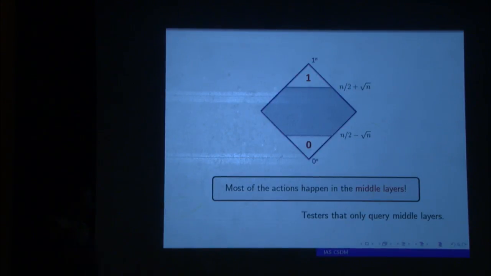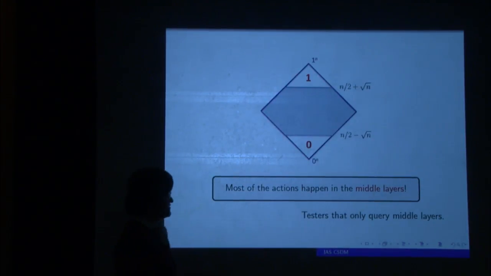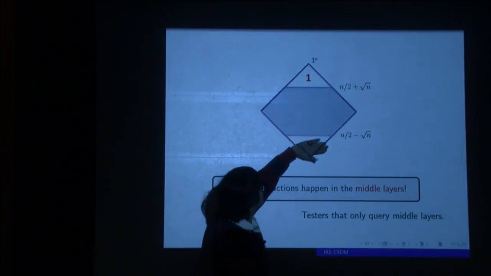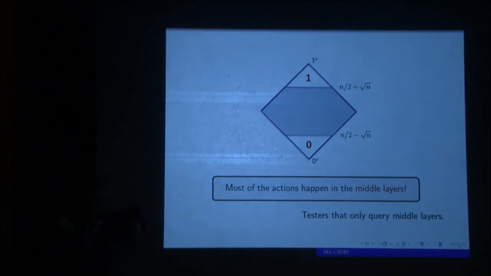After doing that, we can safely assume that the tester we are interested in should only query points within the middle layers. So from now on, we should really think about the hypercube as these two triangles cut off, like only about the middle layers. Okay. So here are the upper bounds.